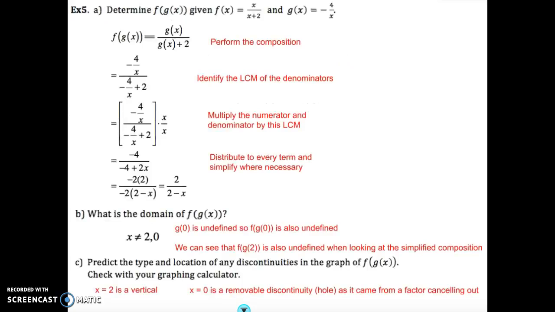And here is that example. So if we have the following functions, f of x and g of x, the first thing we want to do, if we're trying to find f of g of x, is perform the composition.